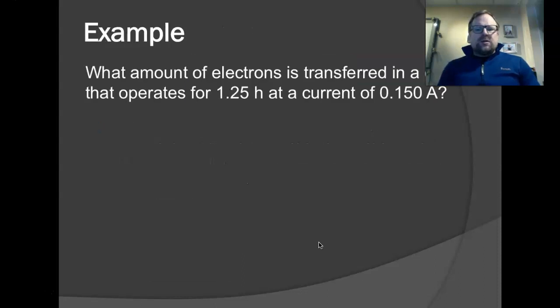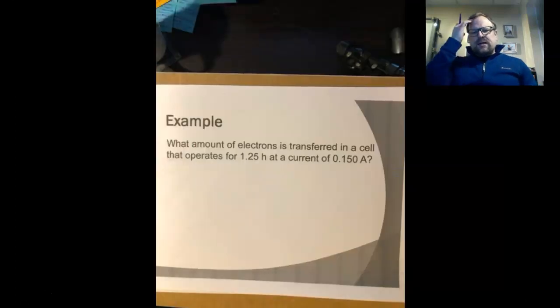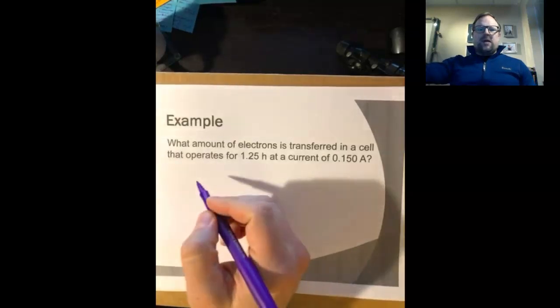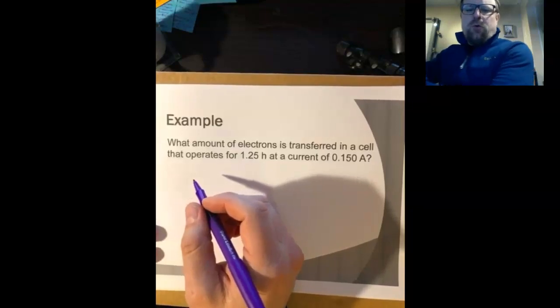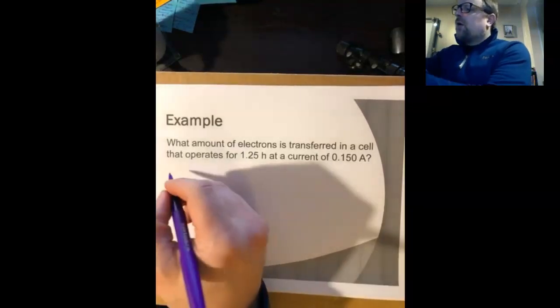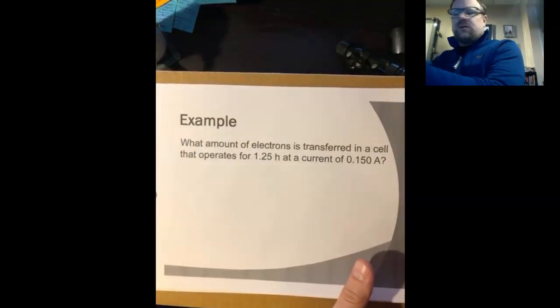Okay, so that's where we're going with that. What we're going to do right now is jump into the first example. So maybe get your pen and paper out, and I'm going to quickly transfer over to the next screen, the one that I want, and hopefully you guys can see the example on here, and then I'll be able to write on this. Okay, so it says, what amount of electrons is transferred in a cell that operates for 1.25 hours at a current of 0.15 amps.